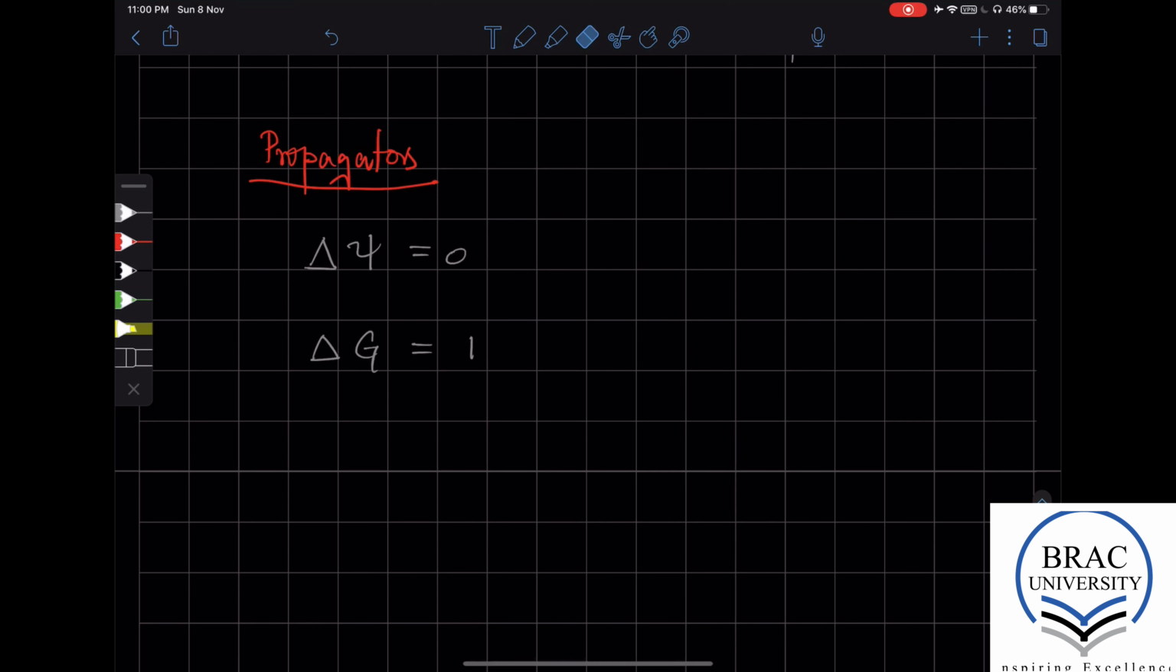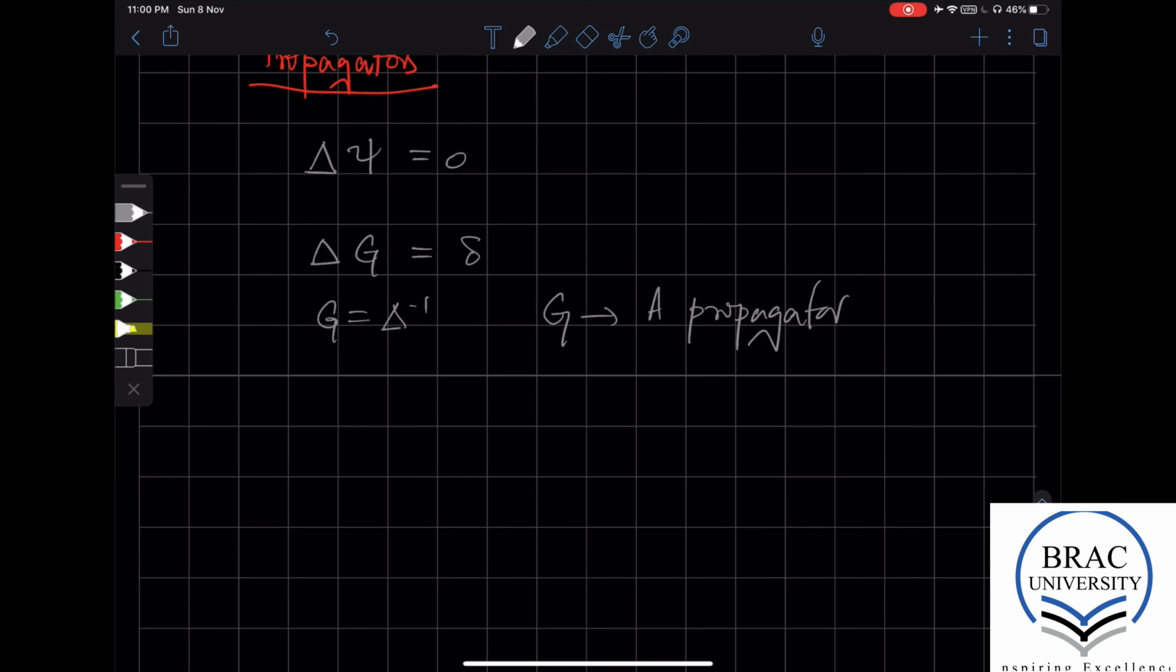I could have written 1, but of course, since I'm dealing with functions, it's more sensible to write this as delta. So this G can be thought of as the inverse of this wave operator delta. So G can be thought of as delta inverse. Then G is an example of a propagator. In mathematics, these functions are known as Green's function or Green's functions.